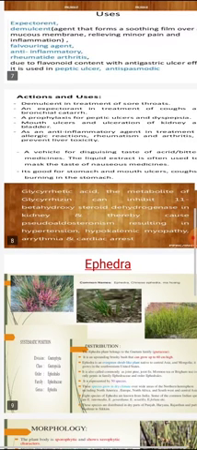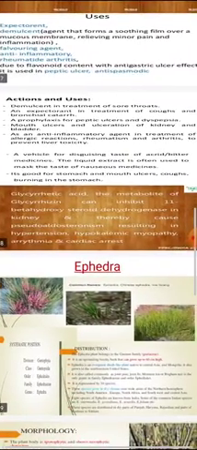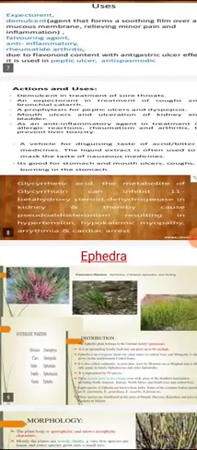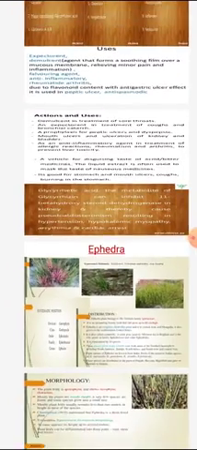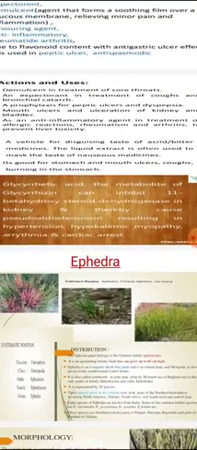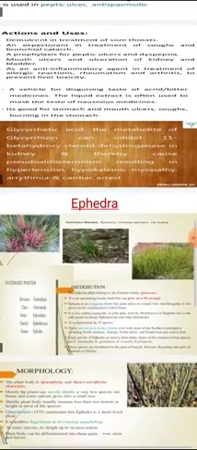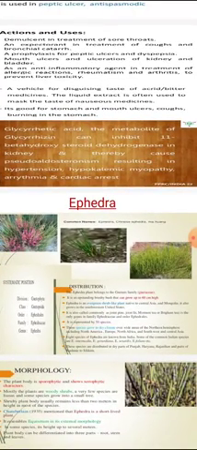Then nextly anti-inflammatory, swelling and so on comes on it, and actions and modes are there due to the flavonoids. It is good as an anti-gastric, then for ulcer effect, and it is also used as an anti-spasmodic. Actions and uses are there. It is used as a demulcent in the treatment of sore throats. Then expectorant in the treatment of cough and bronchitis.